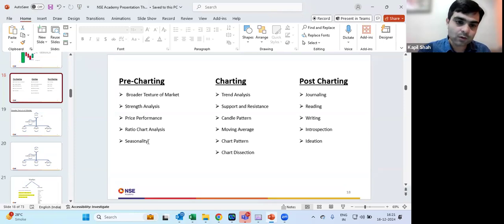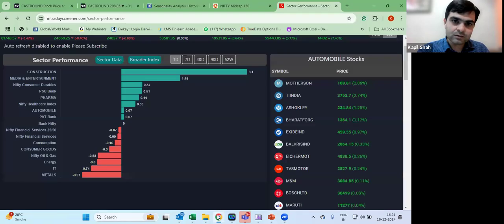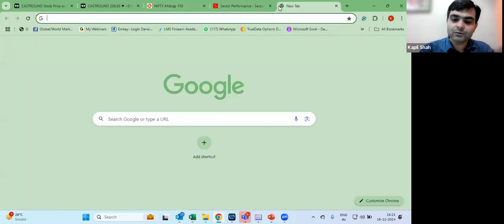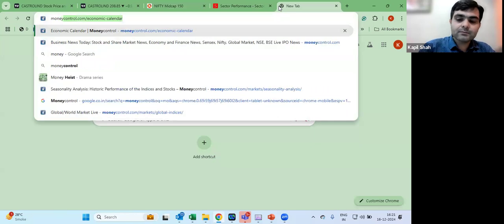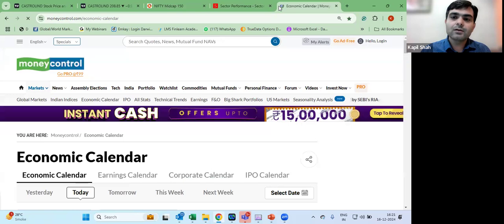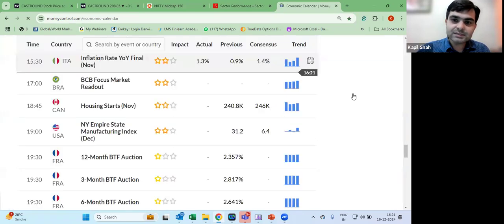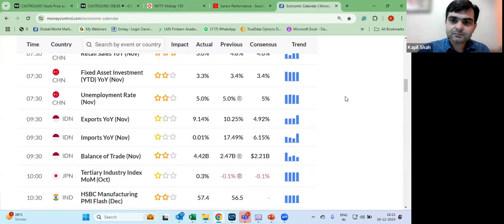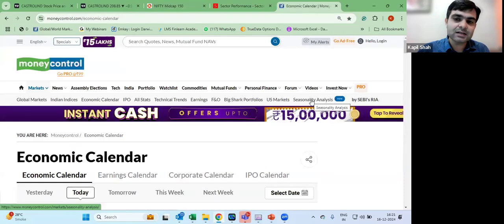Now, what is seasonality all about and where is this data available? So I take you to our very famous website. I think everyone must have visited it. This is nothing but Moneycontrol. This is the Moneycontrol website, and at the top of it, you can see there is one feature called seasonality analysis, and this is a new feature. They have also tagged it as a new feature.